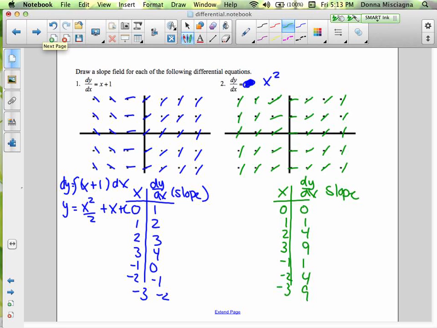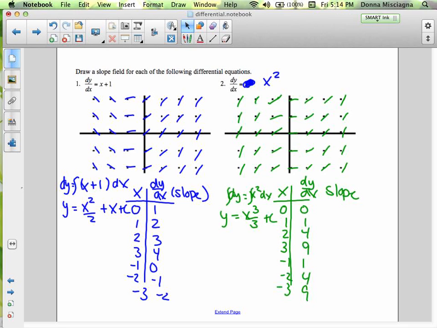Right? We can integrate this one. So dy equals x squared dx. We integrate both sides. y equals x cubed divided by 3 plus c. And that's what I see. I see x cubed. Do you see x cubed? Hopefully you see x cubed. So our slope fields here kind of give us a hint on the function. So begin looking at them as functions translated all over the place.